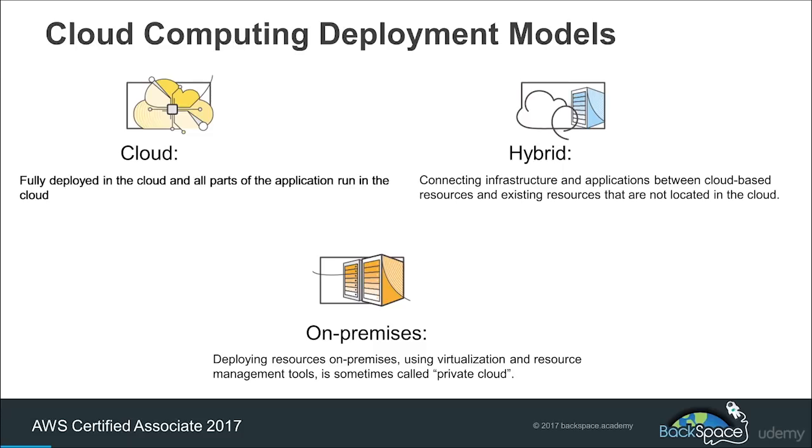We also have an on-premises solution, which is 100% on-premises. We're not going to be discussing it other than here, in regards to the AWS certified exam. And that is where we have 100% of our cloud computing deployed on our own infrastructure. So that is deploying resources on premises using virtualization and resource management tools. And that is what we call a private cloud, where we use our own resources, we pool all those resources together, and we use a virtualization model to create our own cloud, or our own cloud computing on-premises private cloud.